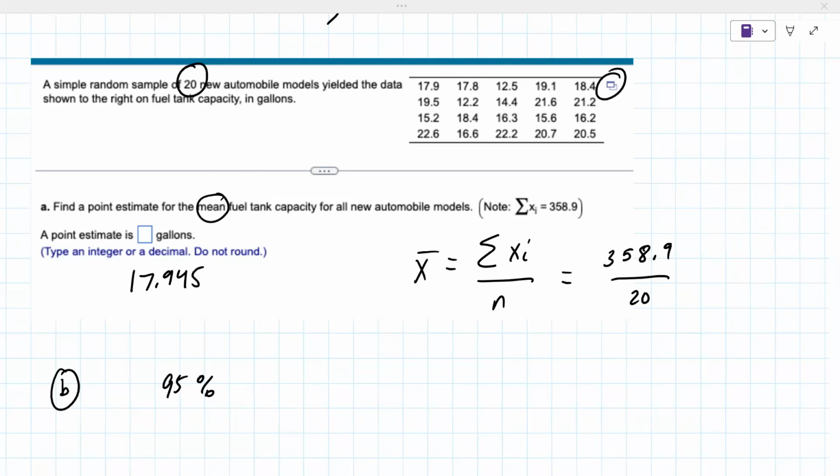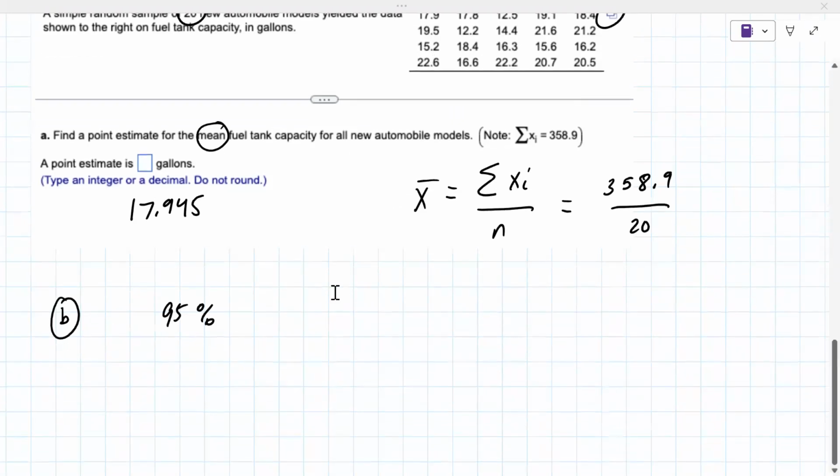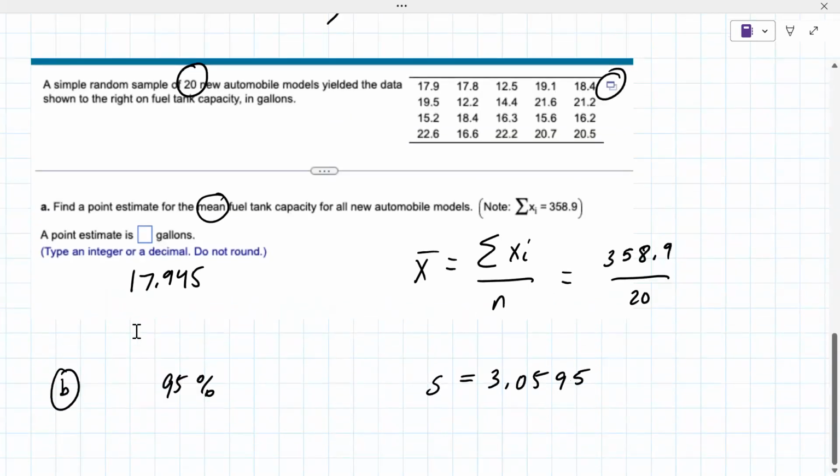I got it entered here, so don't worry about that. There's the average. All right, so what we need is what's called the standard deviation of the sample. That's why they allow you to copy this into a document, or you can use your calculator. So the standard deviation here is 3.0595.